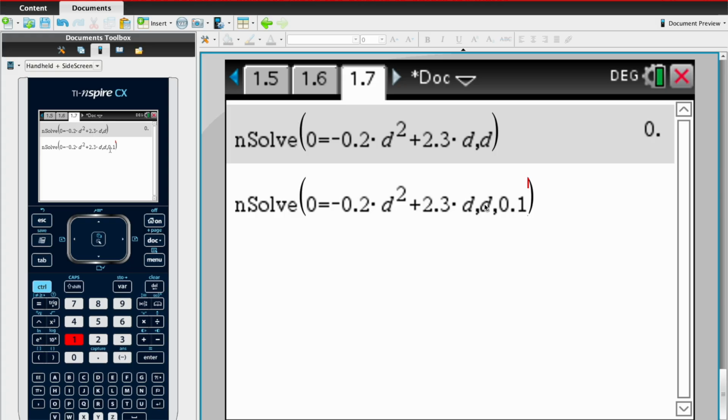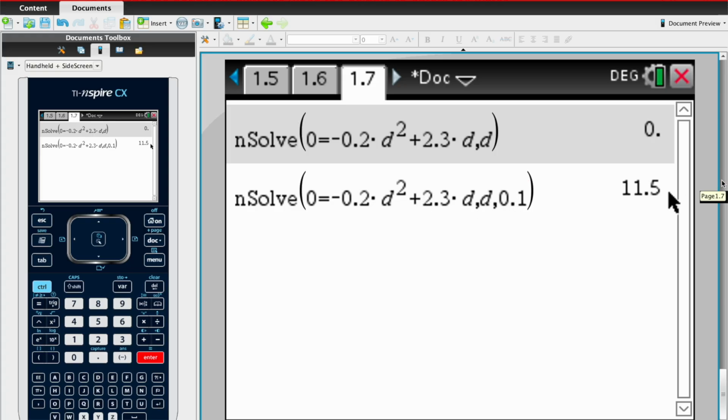Start at 0.1 and then search to the right. And there we go, so 11.5. Normal nsolve finds the value that is closest to 0, the d value that is closest to 0. If you put this little function in, it's saying, okay, what is the minimum bound? I will search everything to the right of that.